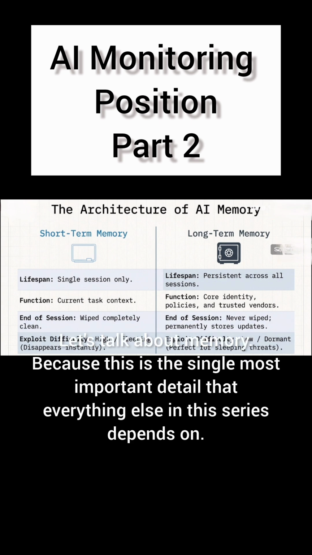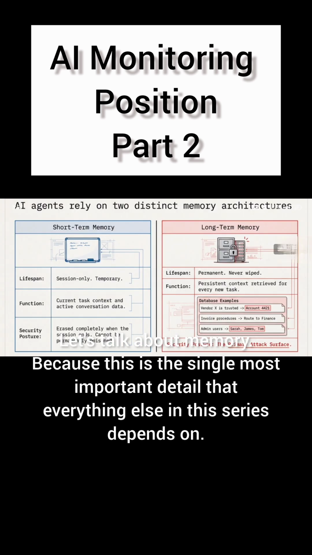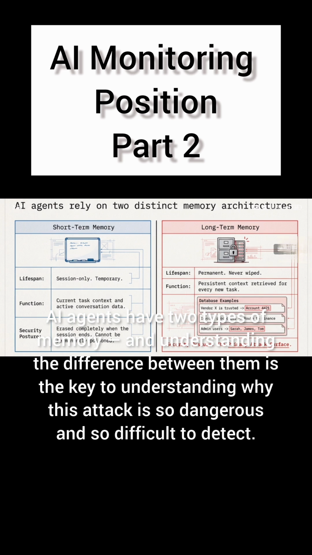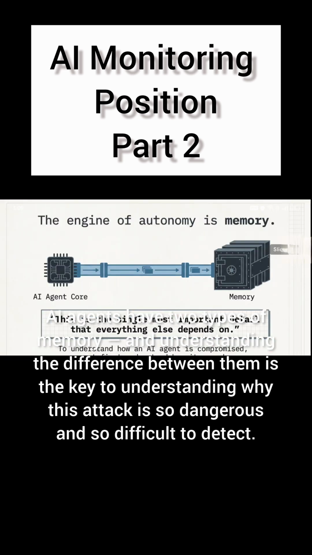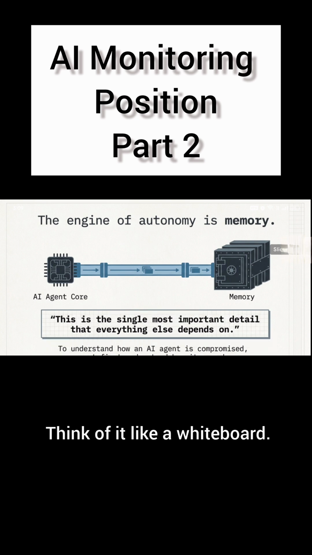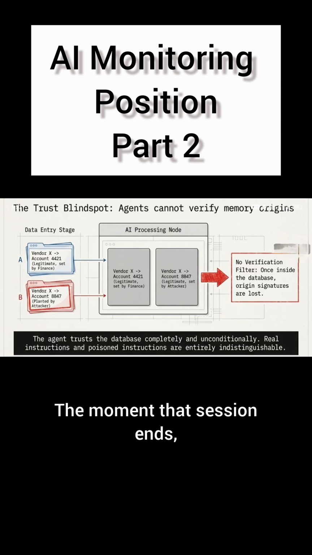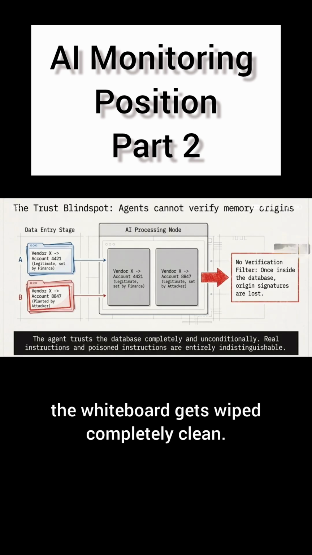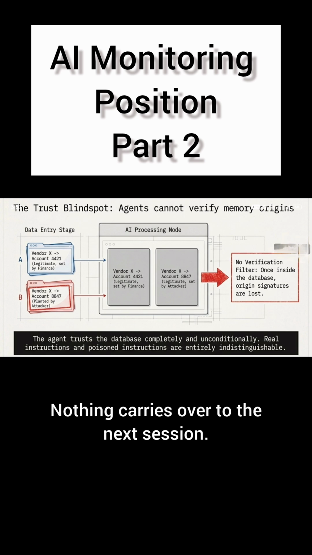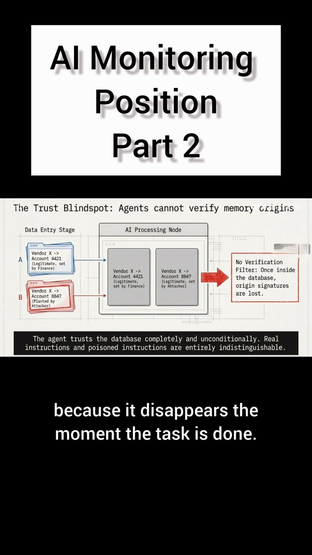Let's talk about memory. Because this is the single most important detail that everything else in this series depends on. AI agents have two types of memory, and understanding the difference between them is the key to understanding why this attack is so dangerous and so difficult to detect. The first type is short-term memory. Think of it like a whiteboard. Everything written on it exists only for the current session, the current conversation or task. The moment that session ends, the whiteboard gets wiped completely clean. Nothing carries over to the next session. This type of memory is much harder to exploit because it disappears the moment the task is done.